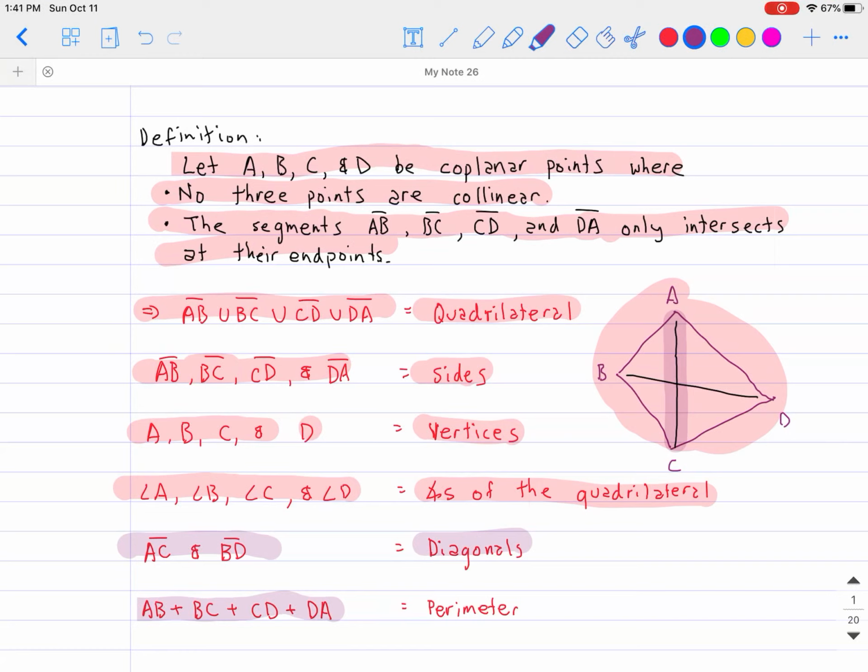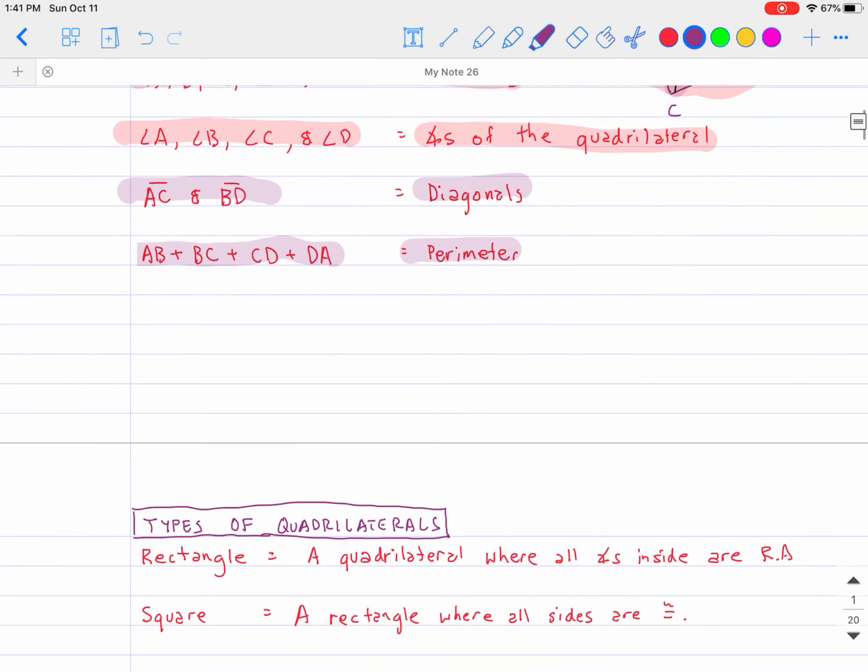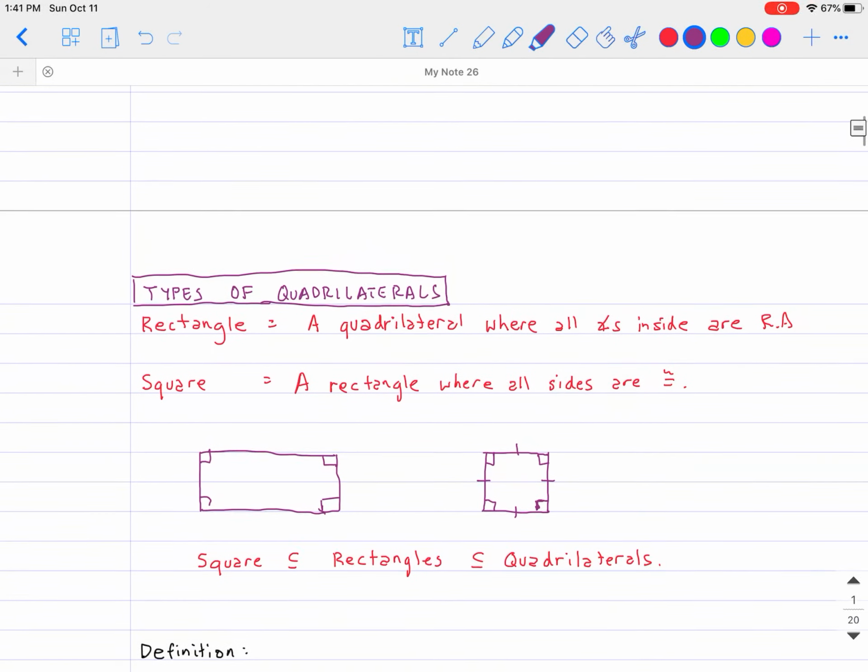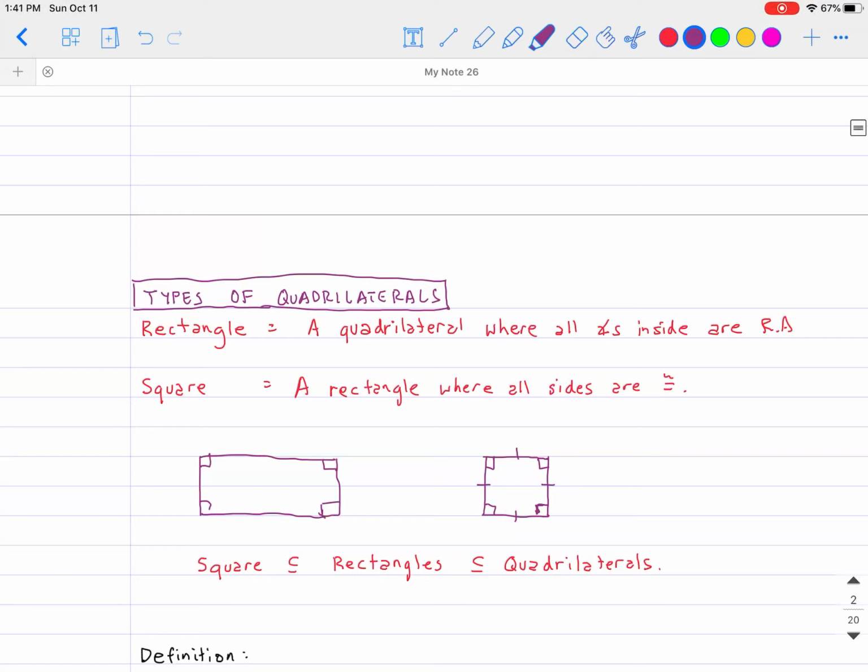And finally, for the last one, this is the sum of all of the segments: AB plus BC plus CD plus DA. If you add them all up numerically, that is known as the perimeter. We'll probably not look at the perimeter for another couple of chapters, but it's a good thing to introduce ahead of time.